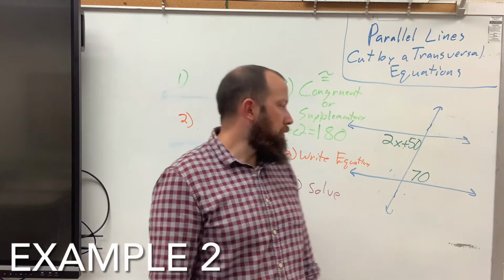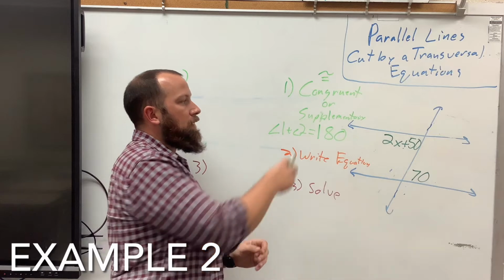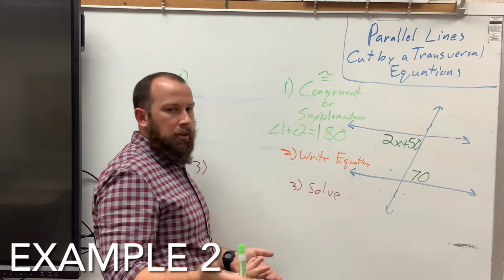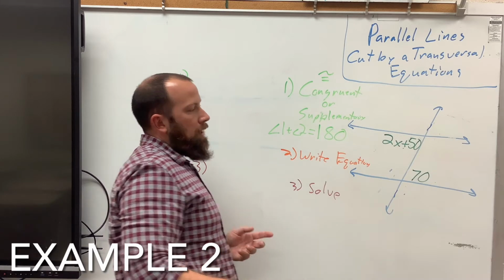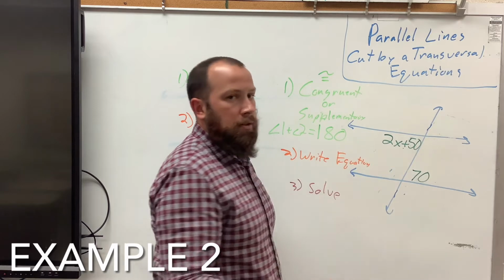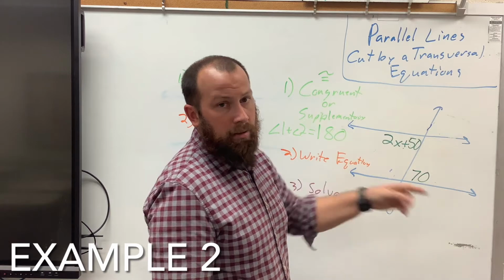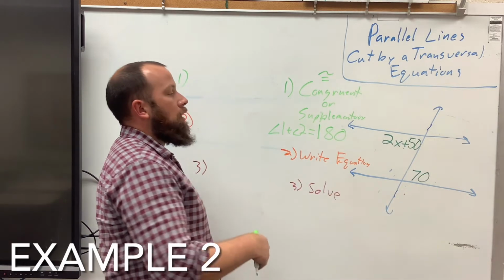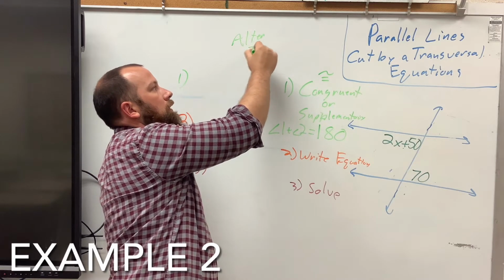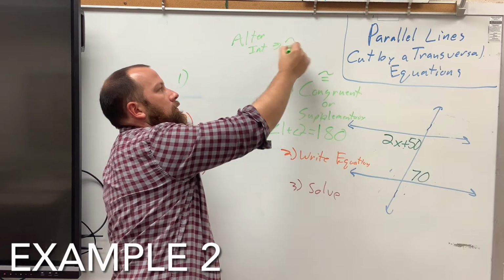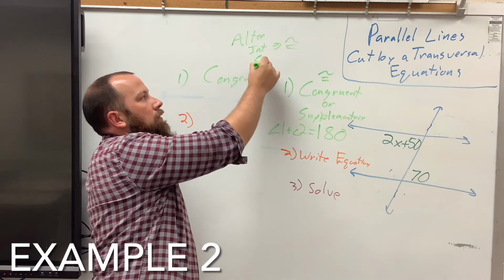This is example number 2. It's a little bit more difficult this time. But the first thing I have to ask myself is, is it congruent or supplementary or complementary? But we're not doing complementary. To answer this, I have to figure out what kind of angles they are. They're inside the parallel lines, so they're interior angles, and they're on opposite sides. So these are alternate interior angles. Alternate interior angles are congruent. That's my first answer, congruent, because they're alternate interior angles.